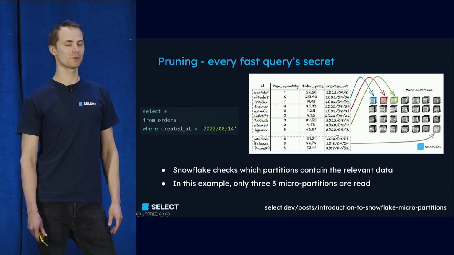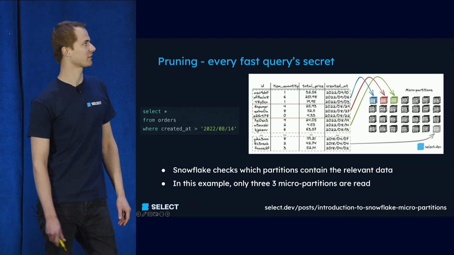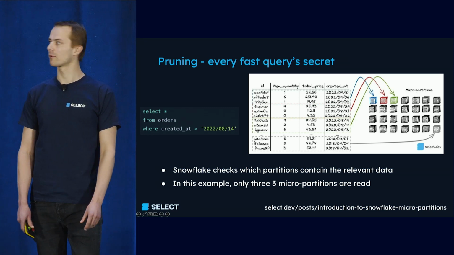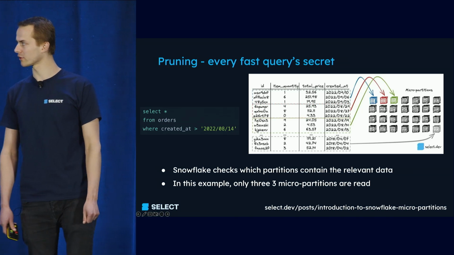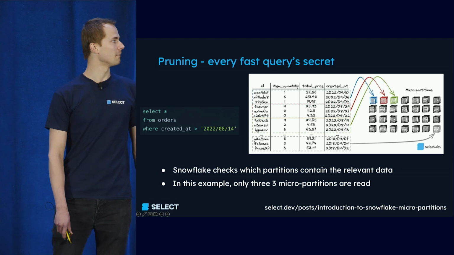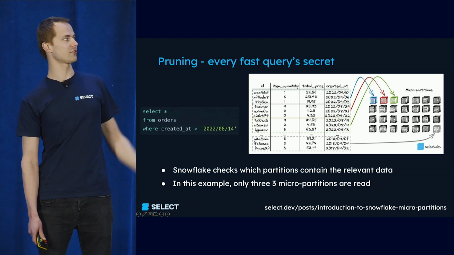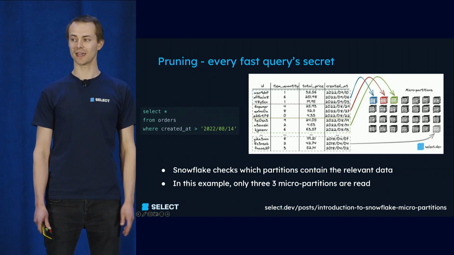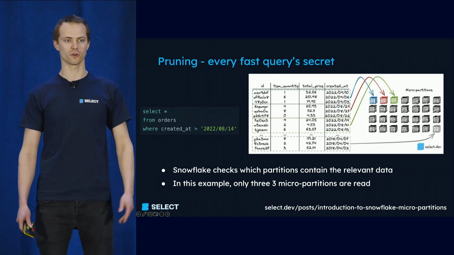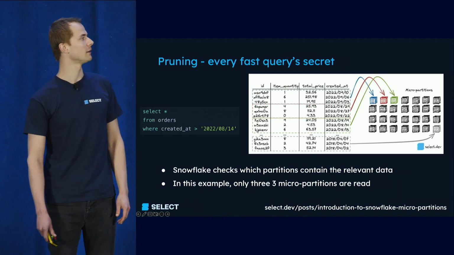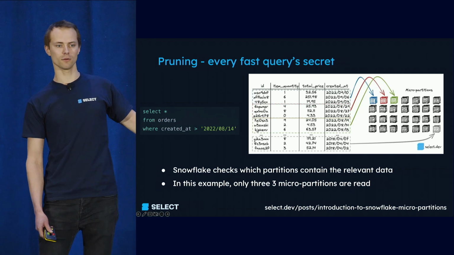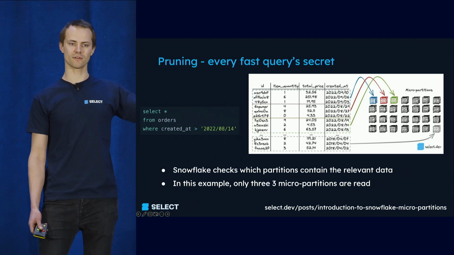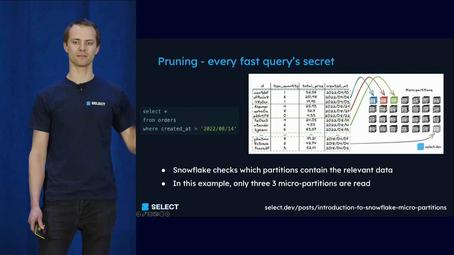So pruning, this really is the secret to every fast query's success. We've got an example query here, which is selecting from this orders table for all records after August 2022. And we can see here in this illustration, there are 3 rows per micro-partition. In reality, there will be tens of thousands, if not hundreds of thousands per micro-partition. But in this example, we can see that in this created at column, each micro-partition has only got a very narrow range of values.